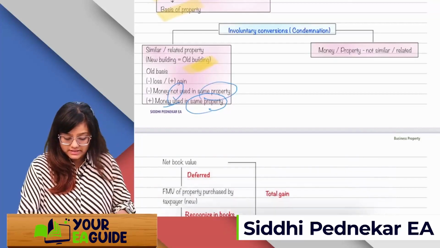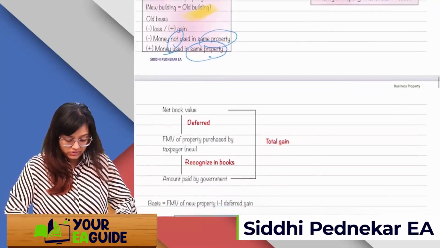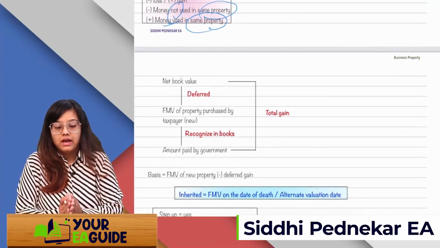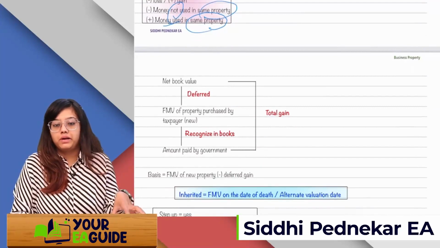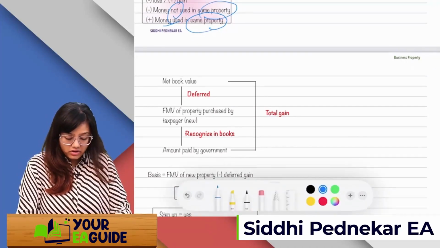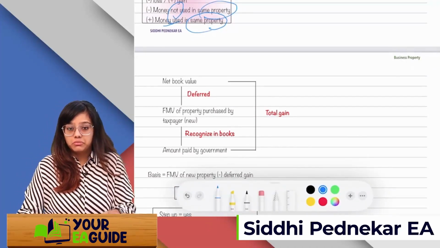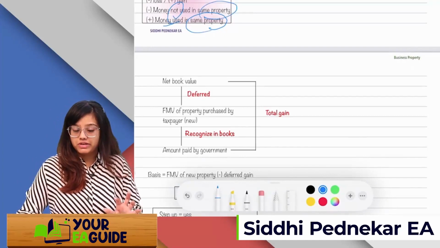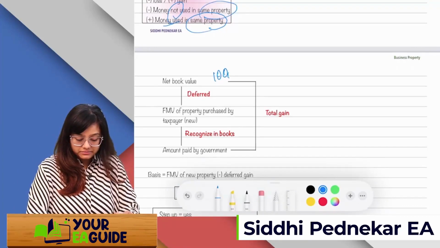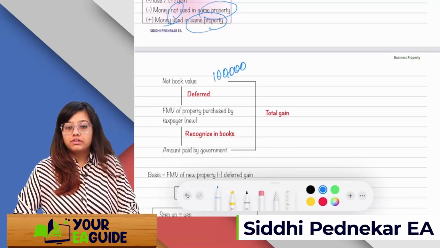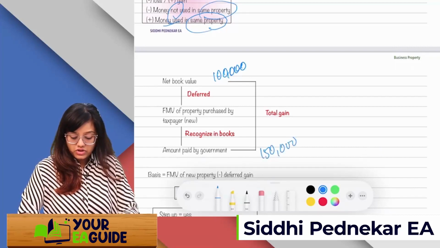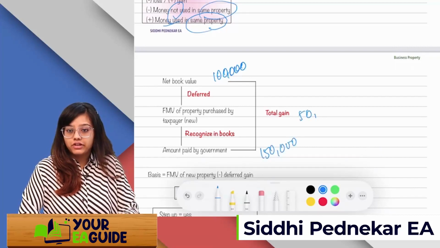Means what? Let's understand it by the next chart over here. For example, there is a net book value given, right? And for that property, if government is paying you a certain amount, let's say your net book value in your books, net book value means cost minus depreciation, whatever is your book value. Okay, so let's say it's 1 lakh. And government is paying you for this property 1,50,000. So I can say your total gain is 50,000.